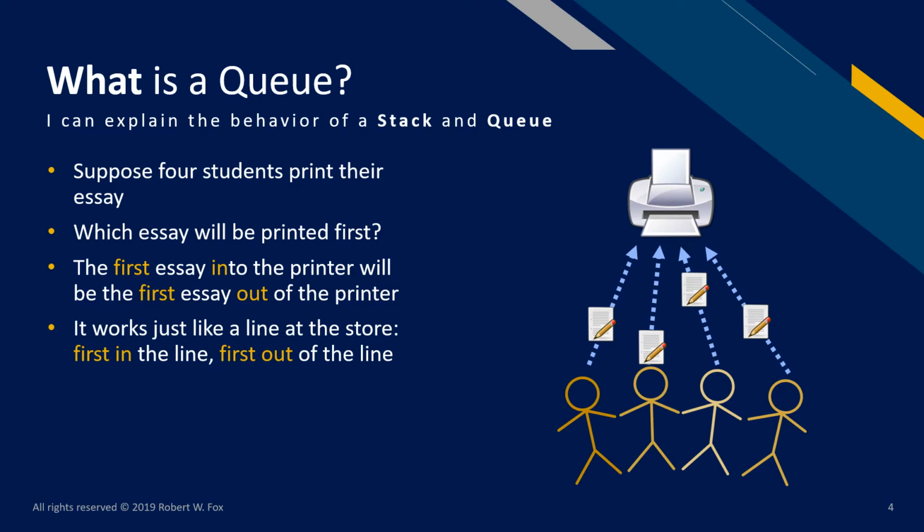It's just like a line at the store. If you get in line to buy something and you're the first person in line, you're going to end up paying first and being the first person out of line. If you're the last person to get in the line, you are going to be the last person to get out of the line. In fact, in the UK, lines at stores are actually called queues.